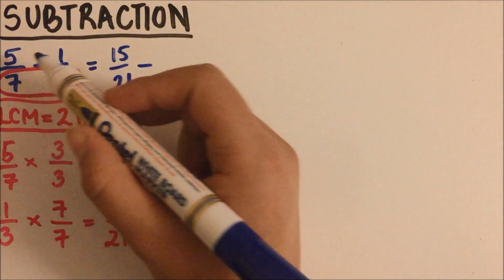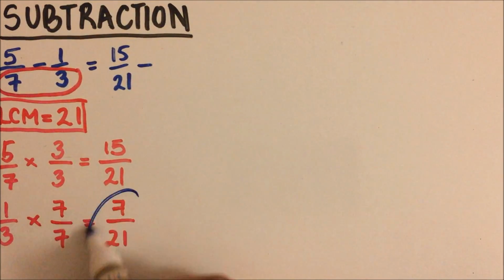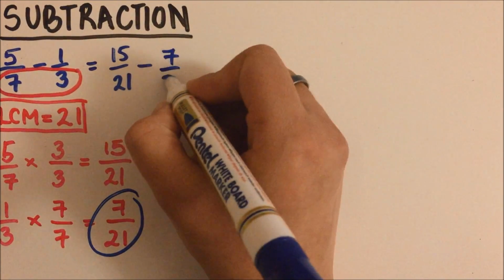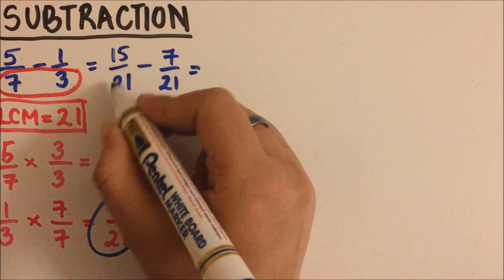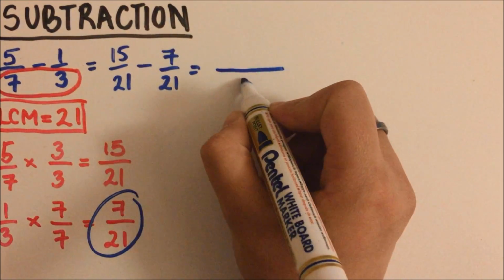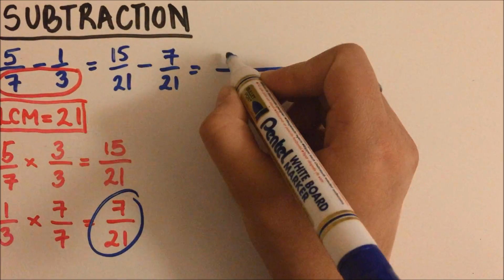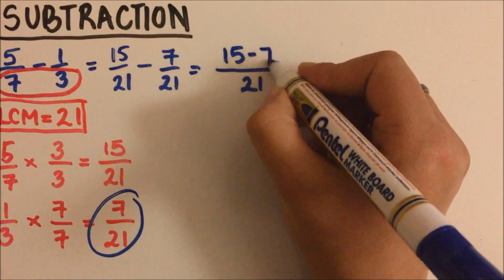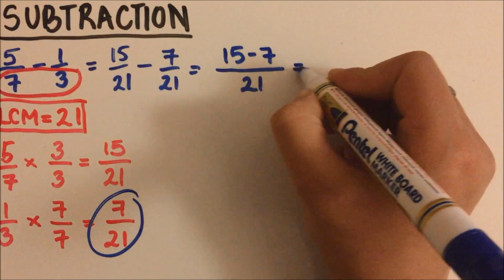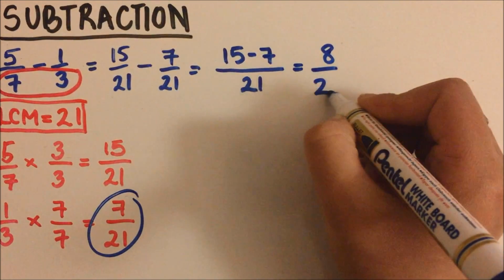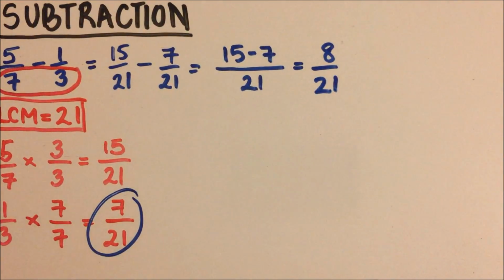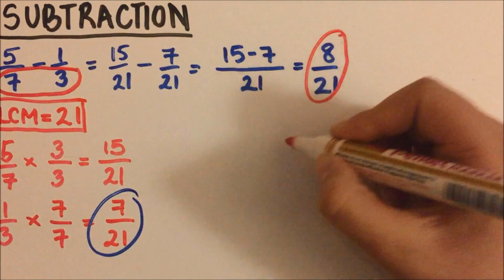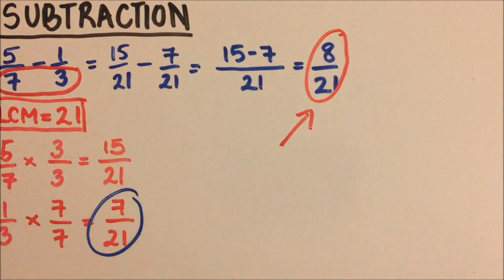So 5 over 7 is the same as 15 over 21, minus, because of the minus here, a third, which is the same as 7 over 21. Now we can see that the denominators are the same. So denominator, big line above it, and then do as it says on the top. So 15 minus 7, which is 8 out of 21. So the final answer is 8 over 21.